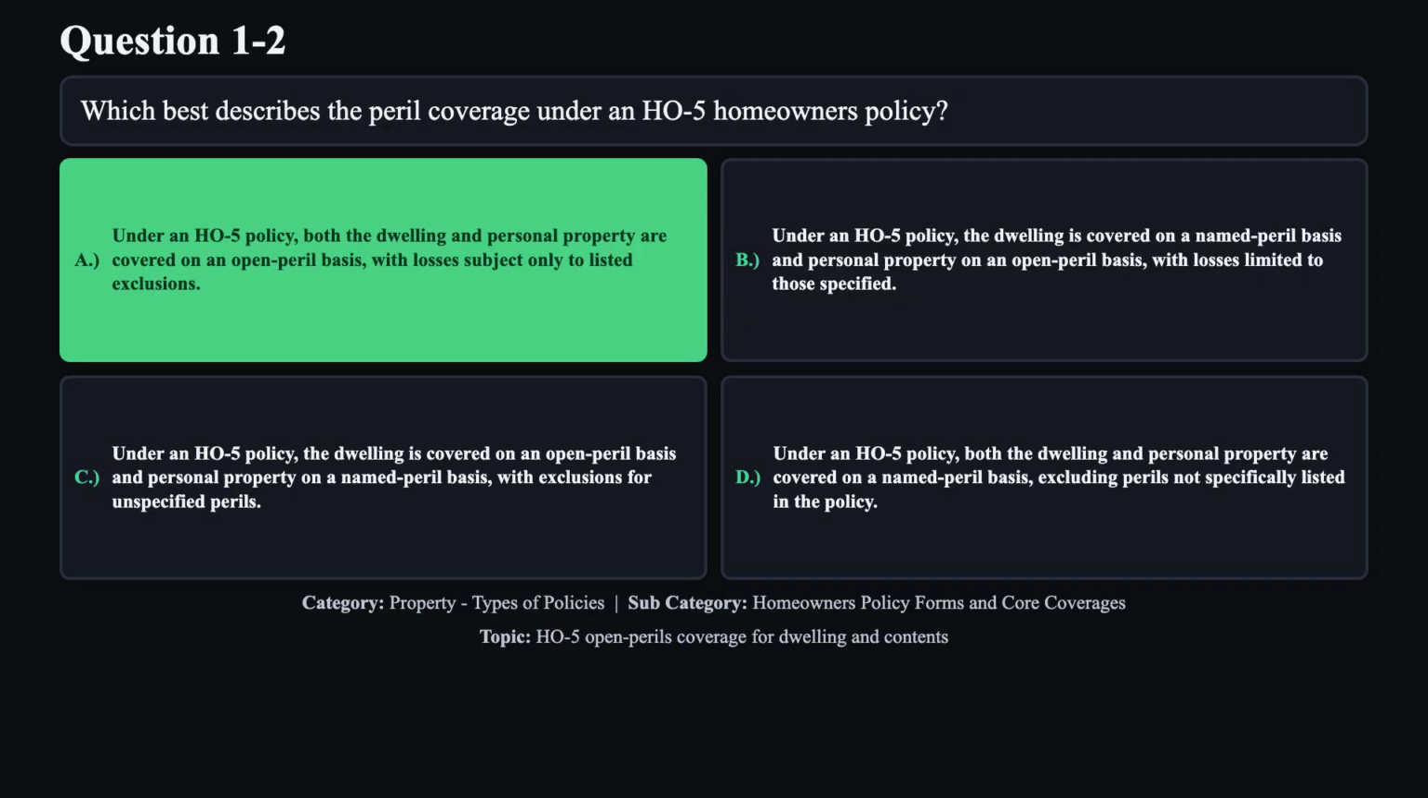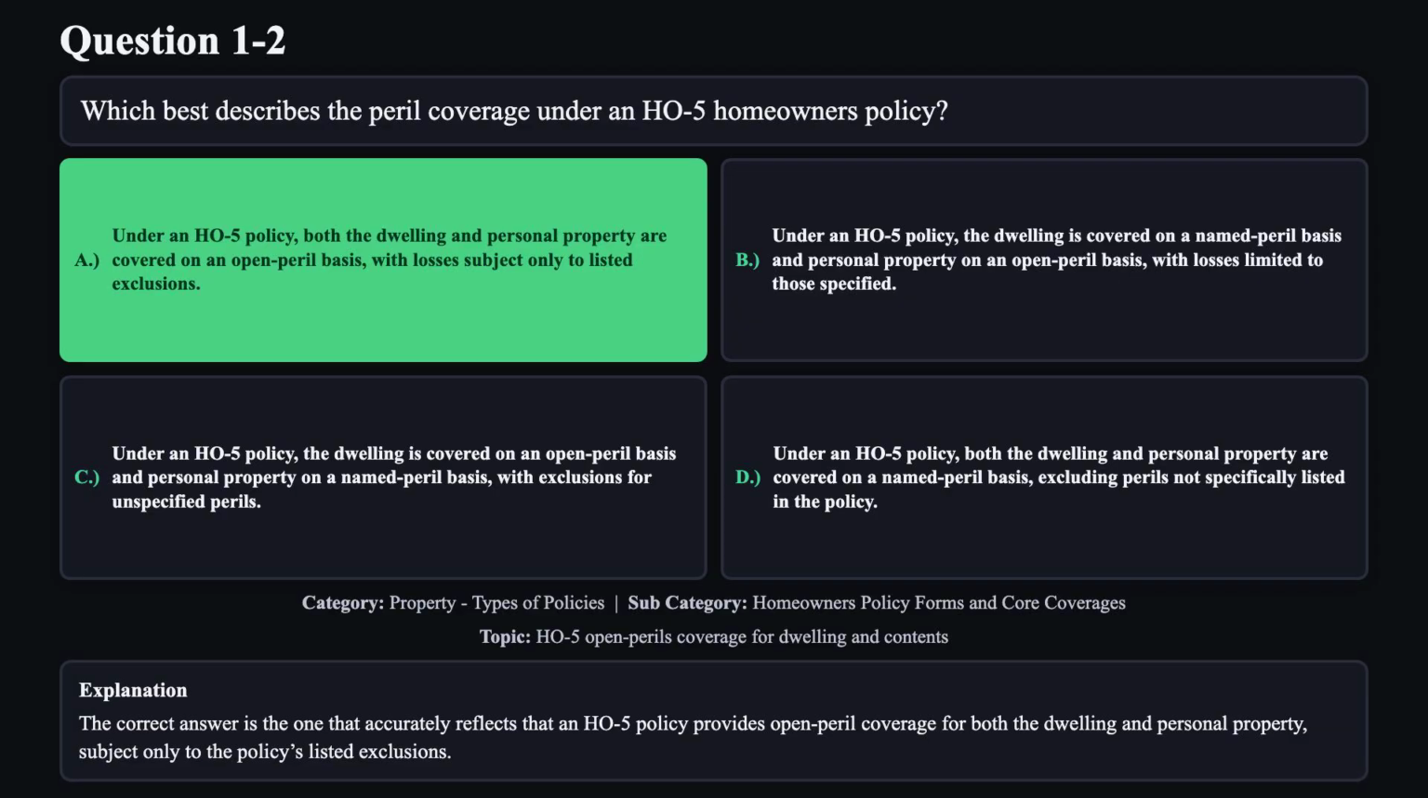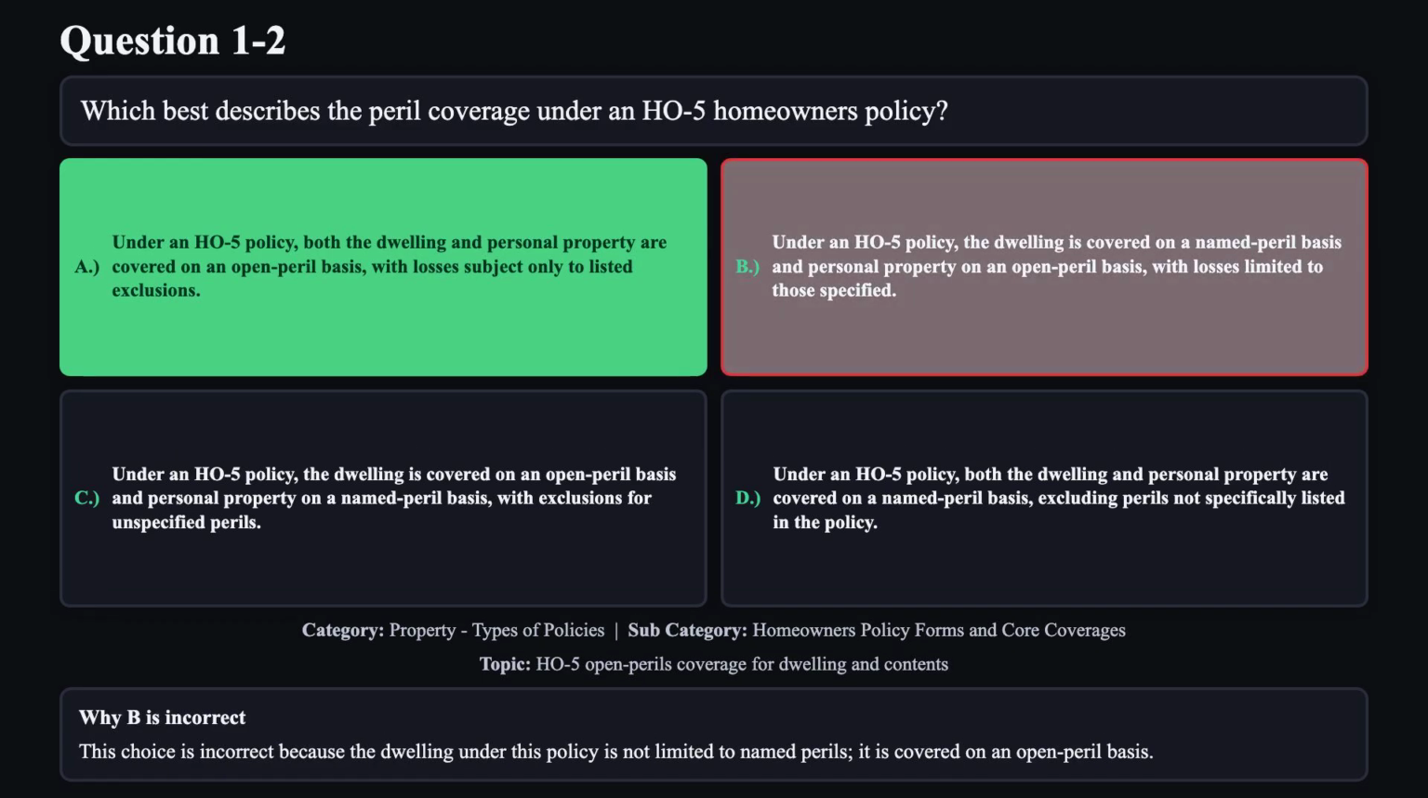The correct answer is A. The correct answer is the one that accurately reflects that an HO5 policy provides open peril coverage for both the dwelling and personal property, subject only to the policy's listed exclusions. Reason B is not correct. This choice is incorrect because the dwelling under this policy is not limited to named perils. It is covered on an open peril basis.